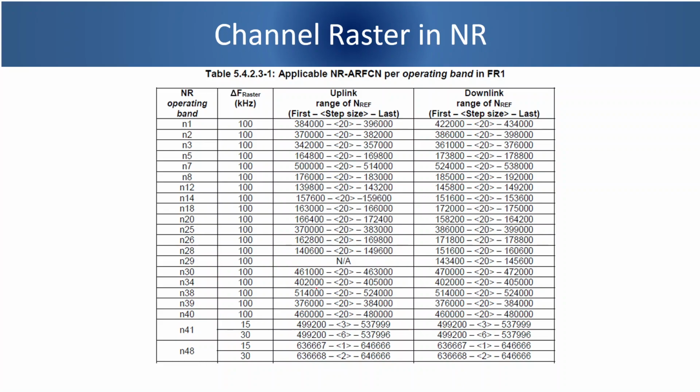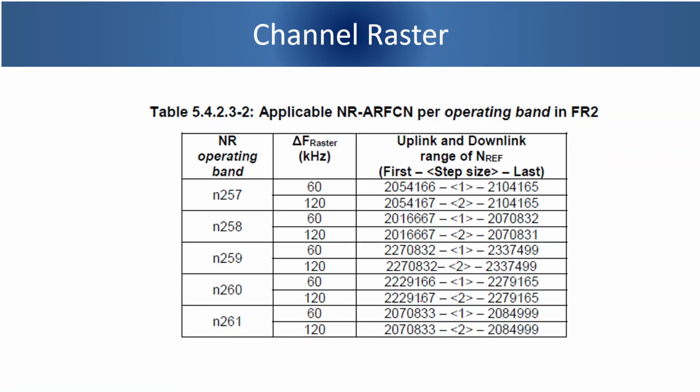So for every band, the raster has been defined in the specification. The table you are seeing is from the specification, and accordingly you will have the step size. If it belongs to frequencies up to 3 gigahertz, where the global raster was 5 kilohertz, here it will be a step of 20. And if it is the next one, where the raster was 15 kilohertz, depending on that you will be able to calculate the exact raster for 5G. For FR1 and FR2, both have been defined in the specification.